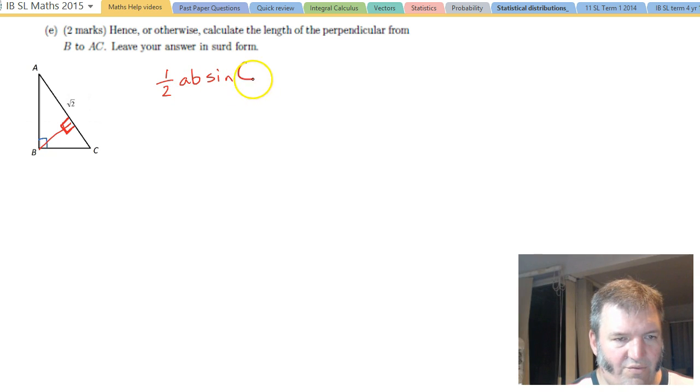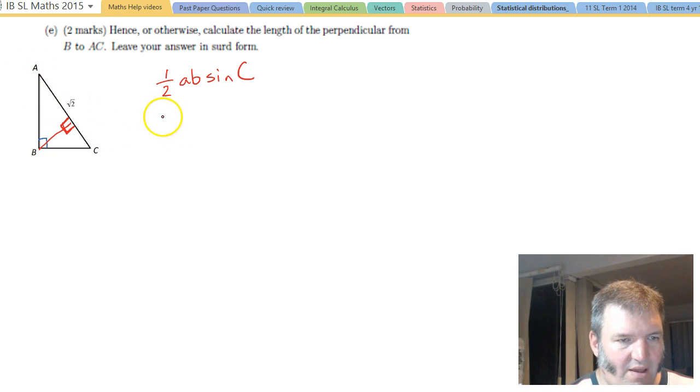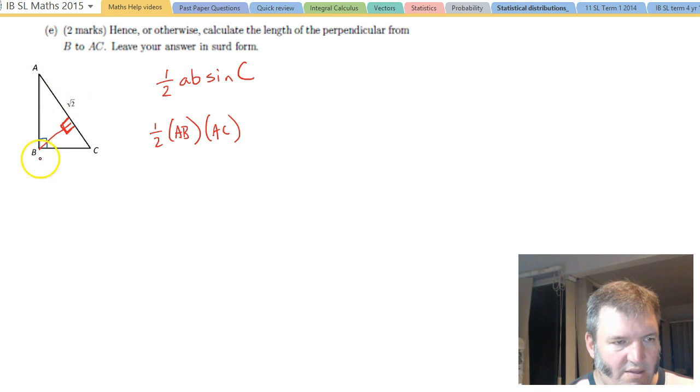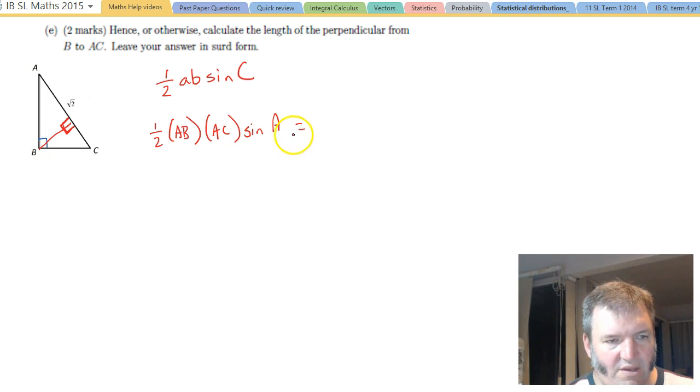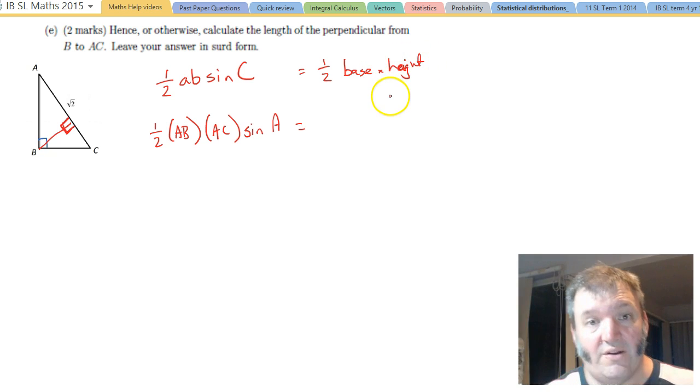What's that the rule for? That's right. That's the area of a triangle. So what about I went a half AB times AC, so this side by that side, times the sine of the angle in between, times the sine of A. What would that have to equal? Or what's the other way we could have this? We could have half base by height. That's another way of writing the area of a triangle, isn't it?